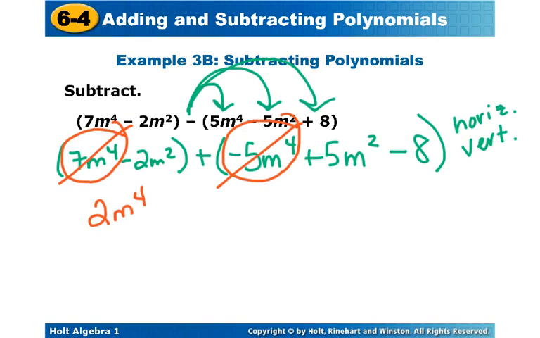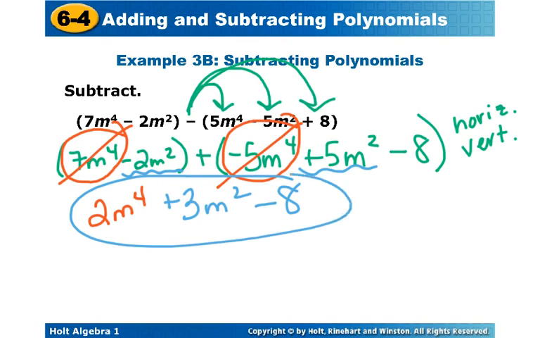You guys can also cross these out after you deal with them, so then you know that they've been taken care of. So next I notice I have a negative 2m squared and a positive 5m squared. So that gives me positive 3m squared. And then I have my minus 8. And there's your final answer with subtracting.